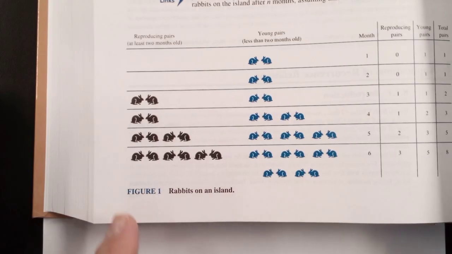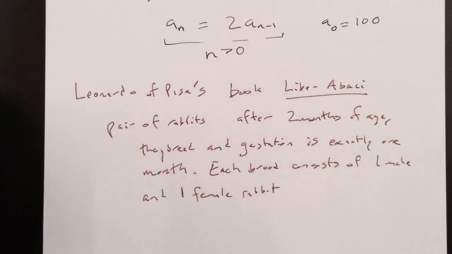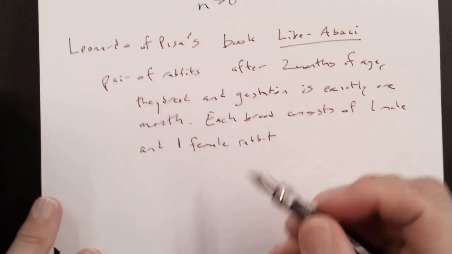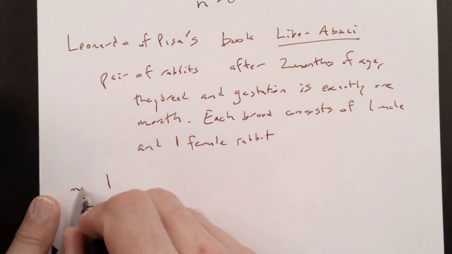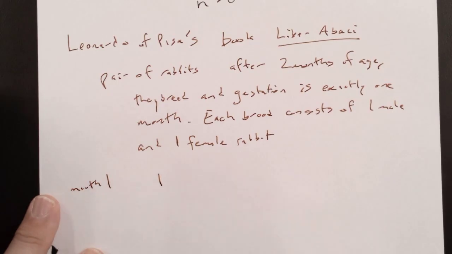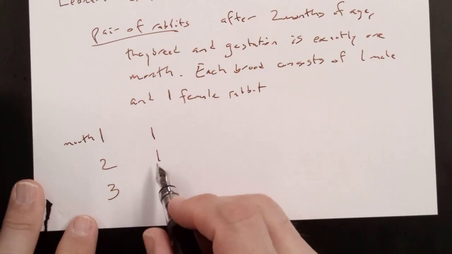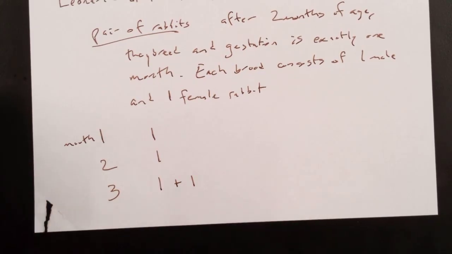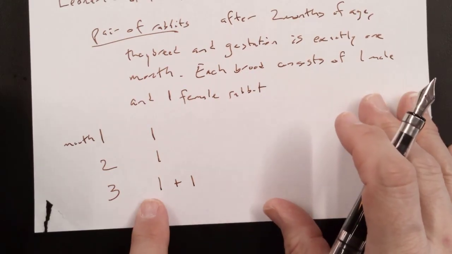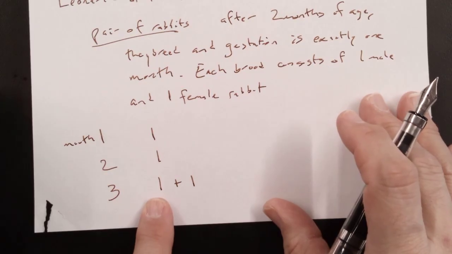Leonardo said, hey, wait a minute. After 1 month, I have one pair of rabbits. I started with one pair. They're too young. They can't breed. At the end of month 2, now they're old enough, they mate and start to get pregnant. At the end of month 3, what happens? Well, the current pair gives birth to another pair. Now, these are too young, but these aren't. These are adults. So they mate again.